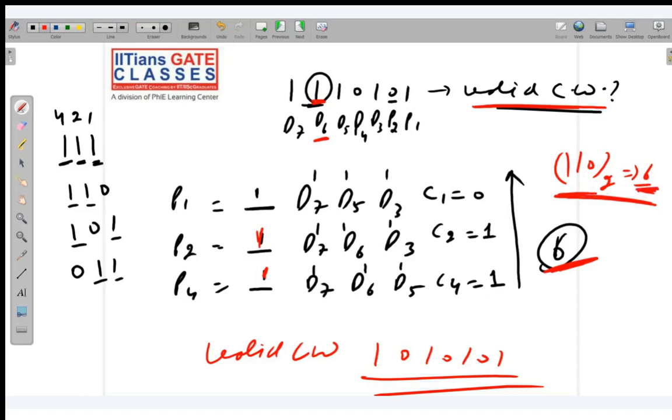Now if you finally check 1010101, whether it is a valid code with the same method, you will get all the corrections as 0. I will do it in the next question only, don't worry. Any doubt, please let me know. I'm not going into the proof of it. It is really not required for GATE and it is really very difficult. Don't worry about it, simply leave it. Okay, so I'm jumping to the next slide.